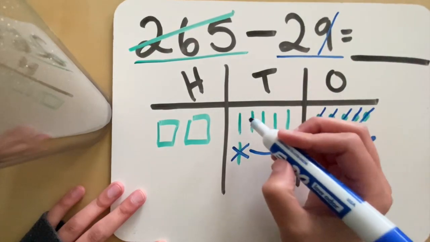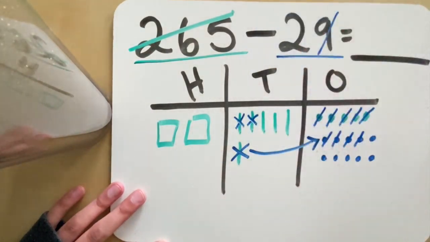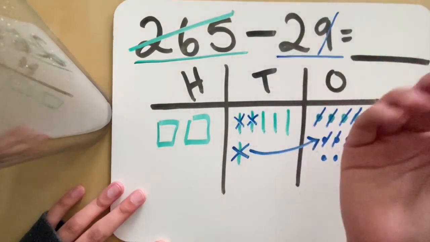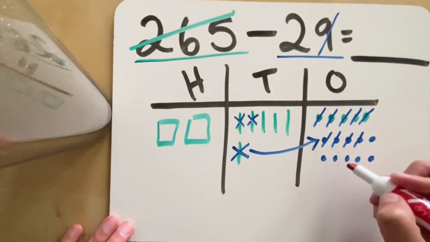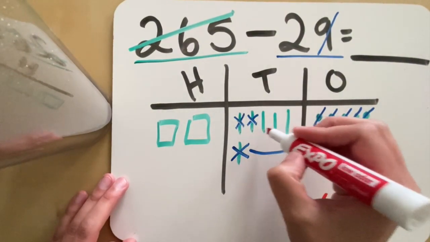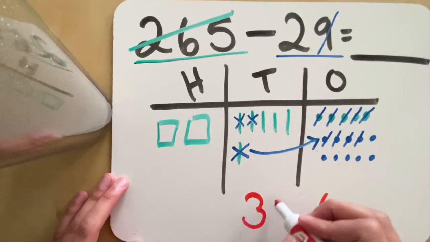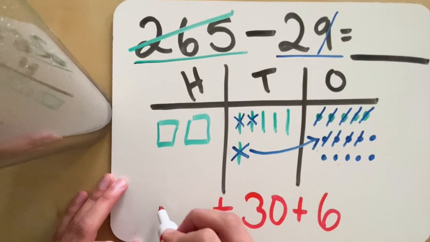Let's take away 2 tens. 1, 2, and are we taking away any hundreds? No, there's an invisible 0 there, so we leave our hundreds alone. Next comes the easy peasy part. We are going to count and see what we have left. Let's take a look. We have 1, 2, 3, 4, 5, 6 left. And we have 10, 20, 30. And we have 100, 200.